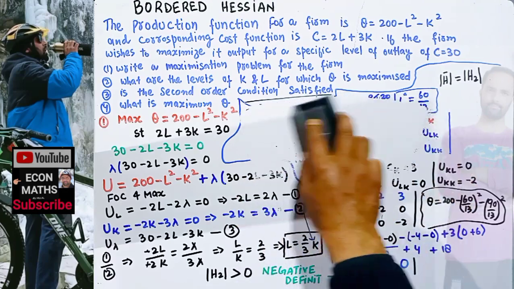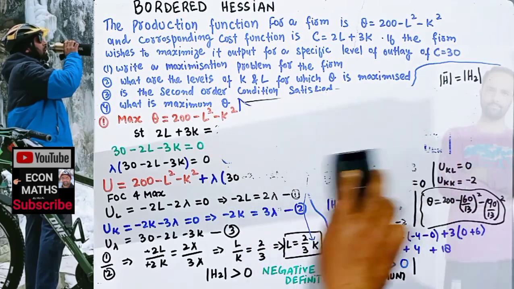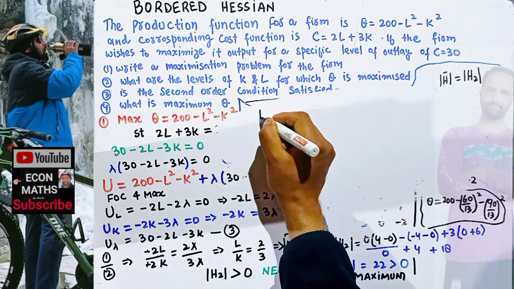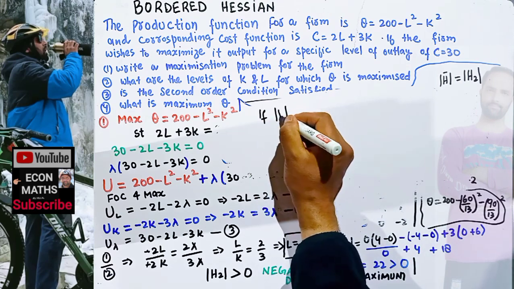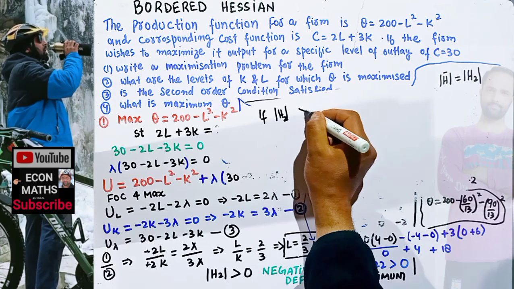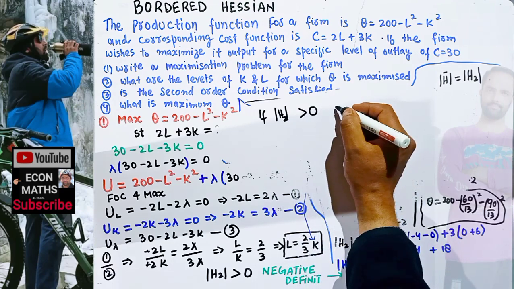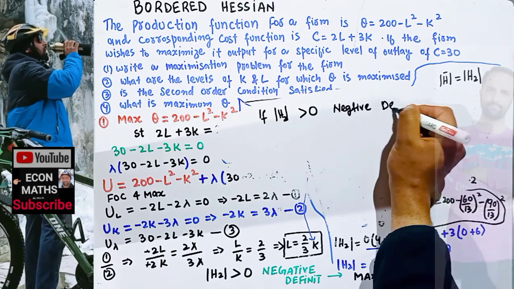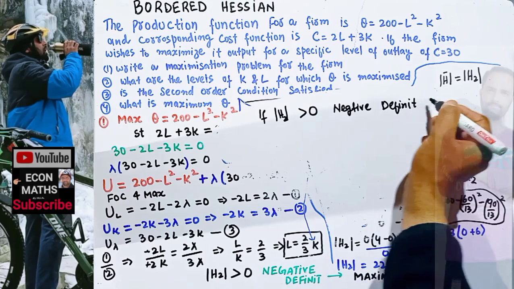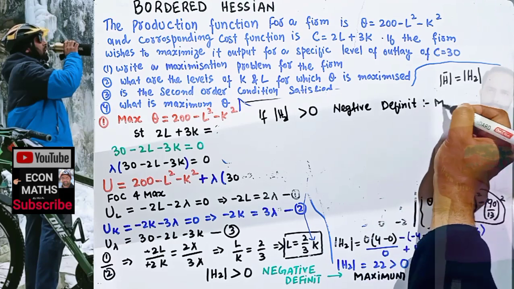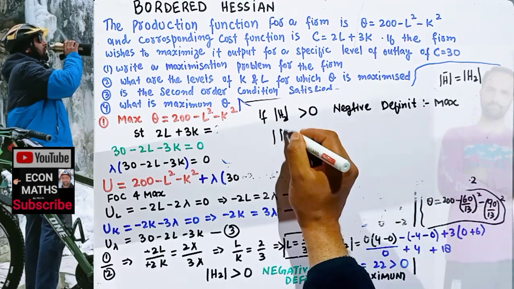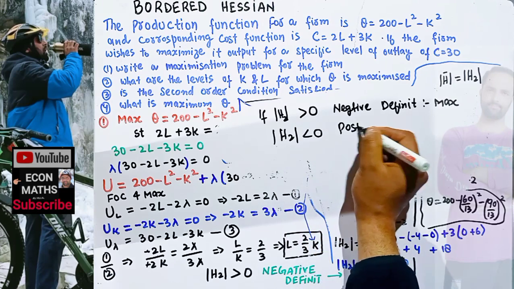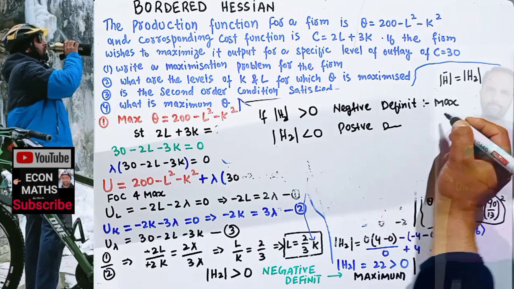Okay, let me explain one thing here about the second order condition. If second bordered principal minor is greater than 0, it satisfies the condition for negative definite, and we have the relative maximum. If second bordered principal minor is less than 0, we say it is positive definite. It satisfies the condition for minimum.